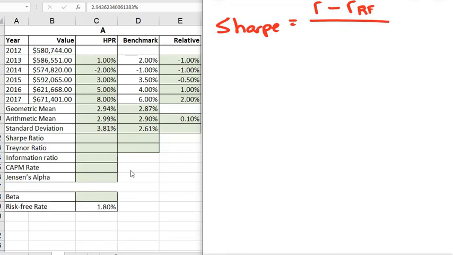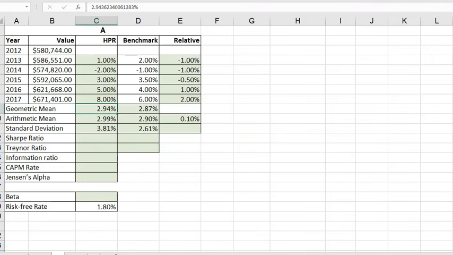Divide that by its measure of risk. And for the Sharpe ratio, it's going to be standard deviation. Or in this case, that's the population standard deviation. We know from stats that the sample standard deviation is like a little s there. And so we can calculate the Sharpe ratio over here. And we take that average return of 2.99%. Now let me check on that rate. Where does that rate come from?